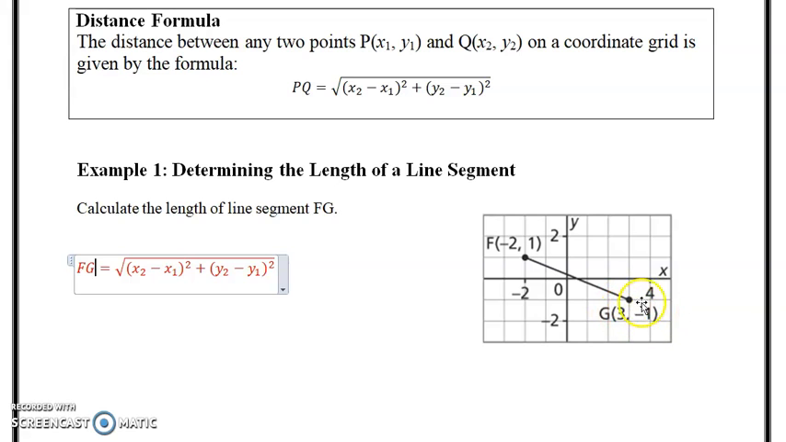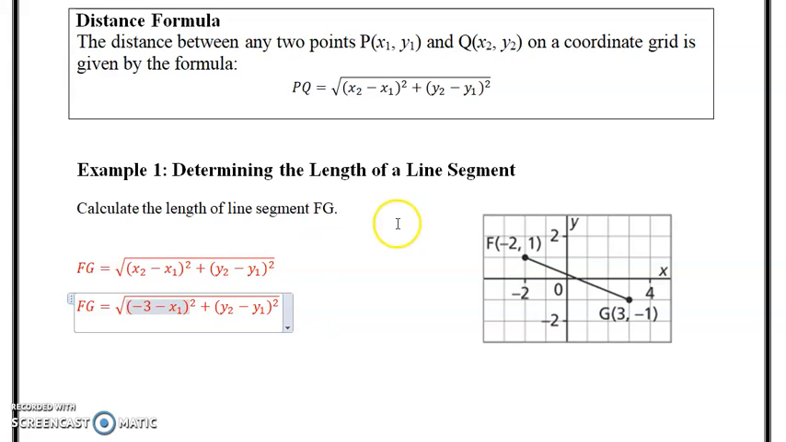So, like I said, I usually take the points that are to the farthest right as x2, y2, and the points to the farthest left as x1, y1. Okay? So we'll fill in our points. So the second x value is negative 3, subtract a negative 2. And then we have negative 1, subtract 1. Okay?